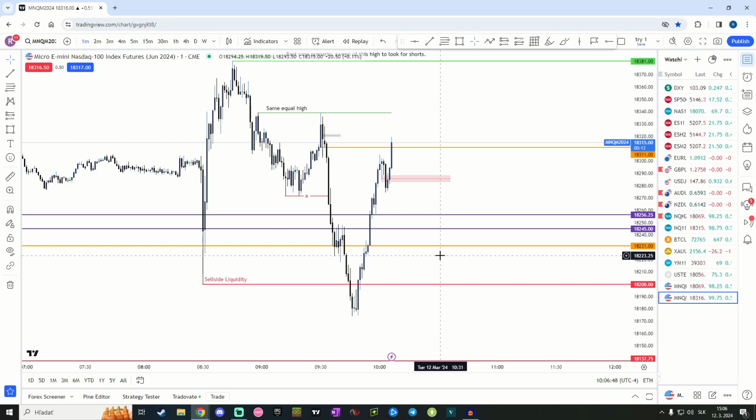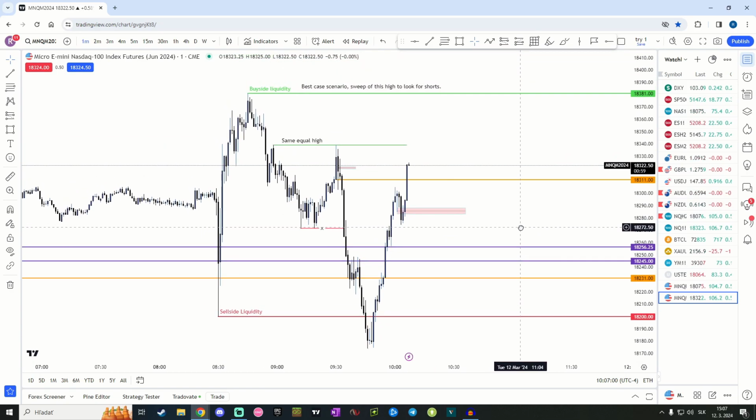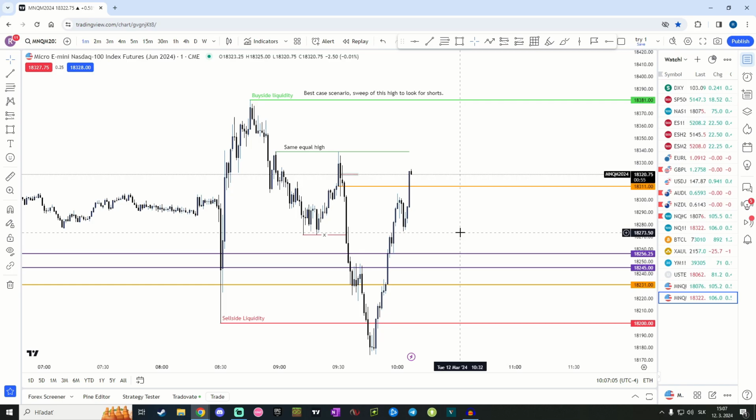So I don't believe I will enter another one. It would really need to be the best setup that I could find, even better than this one or this one. But yeah, I will probably just review the market.